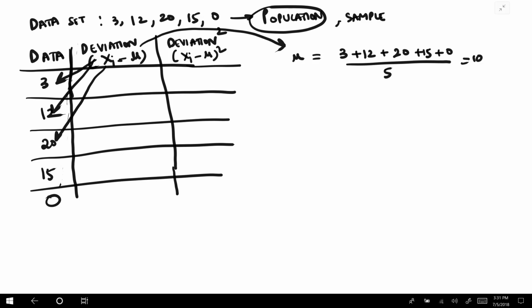So we are calculating the deviation of each point. We have the 3, so we have to subtract it from 10. 3 minus 10 is going to give us negative 7. 12 minus 10 is going to give us 2. 20 minus 10 is going to give us 10. 15 minus 10 is going to give us 5. 0 minus 10 is going to give us negative 10.